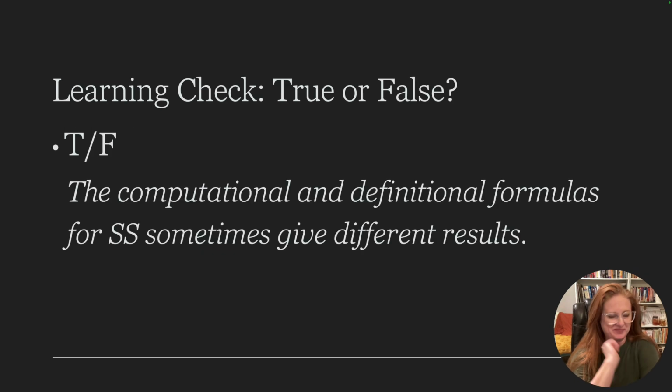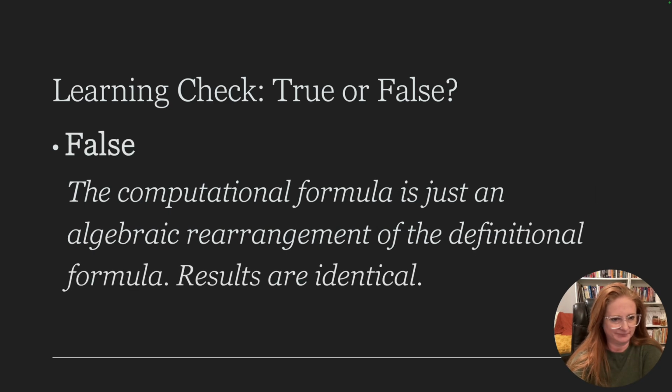Okay, really quick, true or false? The computational and definitional formulas for sum of squares sometimes give you different results. No. It's the same thing, algebraically. And so they're going to give you the exact same results. And use the computational one, because the definitional one is more like theory. You're going to turn yourself nuts using that one.